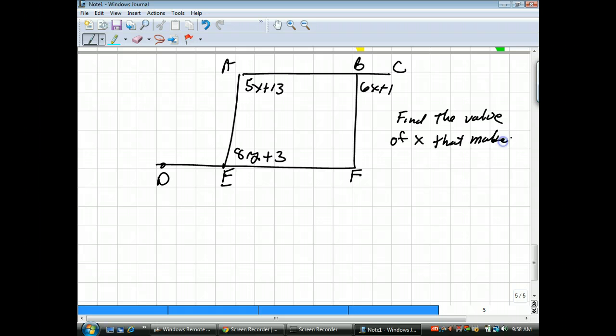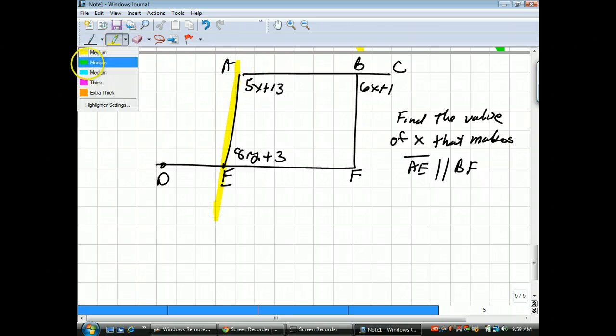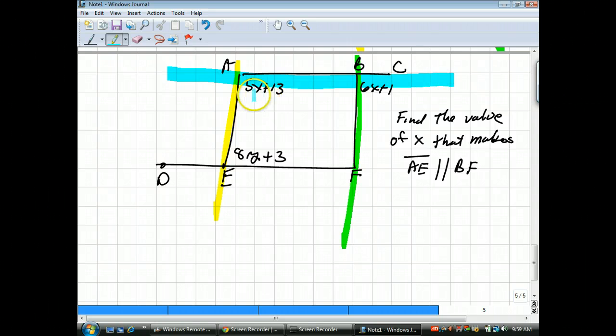that makes segment AE parallel to segment BF. Okay, so AE is this one, BF is this one. So then I could say that this is my transversal, and I have this angle and this angle. In terms of the two lines and the transversal, those would be corresponding angles, and if the lines are parallel, then corresponding angles have to be congruent.